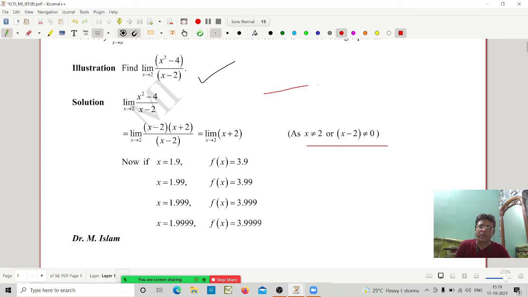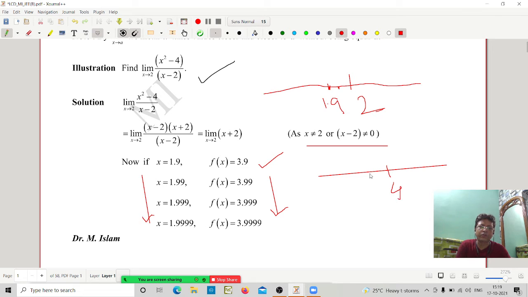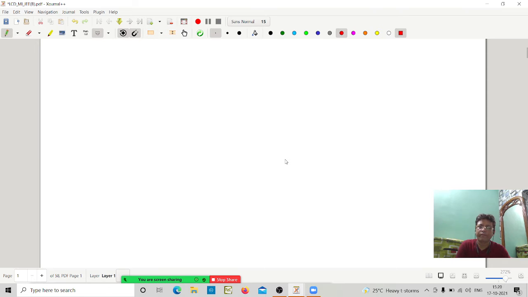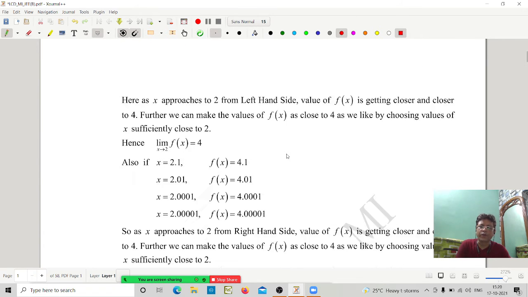Now suppose this is your point 2, and you are very close to 2, say 1.9. Then f(x) will be 3.9. Again suppose 1.99, which is even closer to 2; as you get closer, the values of f(x) are closer to 4. So 3.9, 3.99, you are moving towards 4. f(x) is also moving towards 4 from the left. You can see the same thing from the right also.